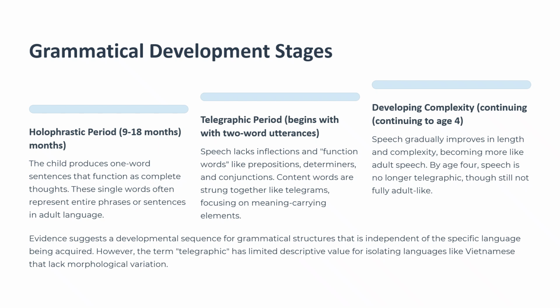Evidence suggests a developmental sequence for grammatical structures that is independent of the specific language being acquired. However, the term telegraphic has limited descriptive value for isolating languages like Vietnamese that lack morphological variation.